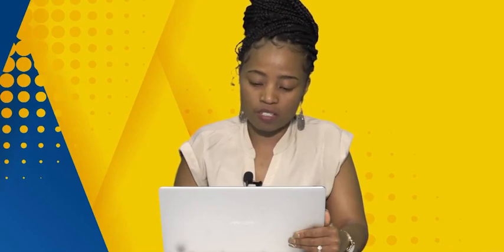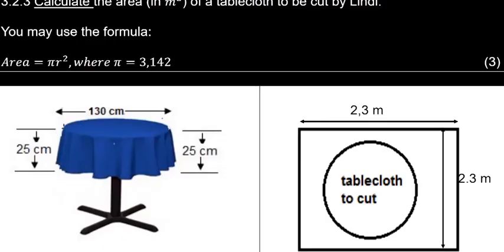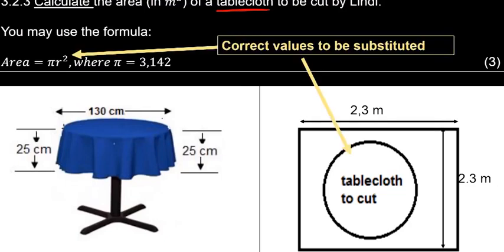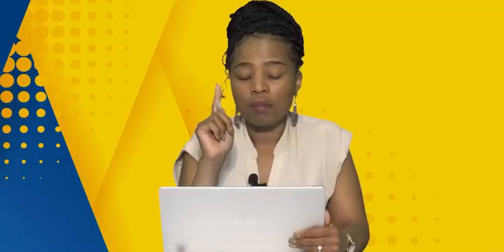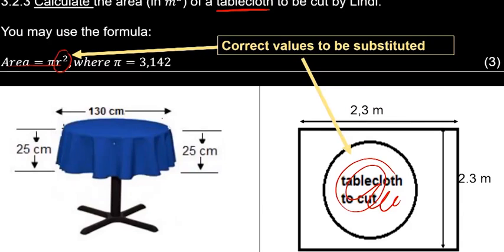Very, very important. Okay, so now we are asked again to calculate the area. Now that area is the area of what? The tablecloth. Which side am I going to be concentrating on? You need to calculate this area. And how do you find that area? You use the formula that is provided. All right. You have the diameter that you calculated in number 1, but remember the formula requires the radius. Take that diameter and divide it by 2 to get your radius.